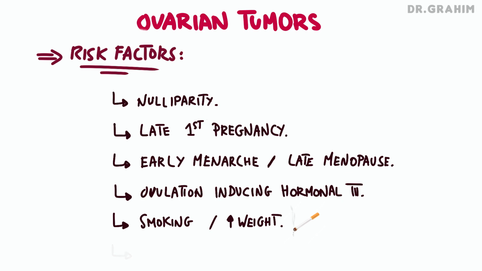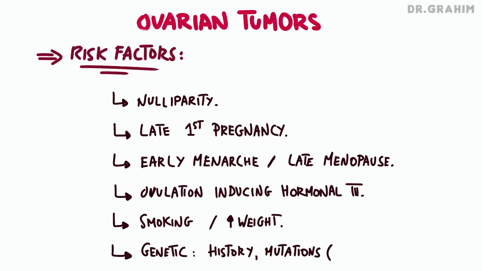In addition to hormonal and behavioral factors, genetic factors also play a significant role. A family history or personal history of breast, ovarian, endometrial, or colon cancer is a risk factor. Furthermore, certain genetic mutations such as those in the BRCA1 and 2 genes or Lynch syndrome type 2 significantly increase the risk of developing a malignant ovarian tumor.